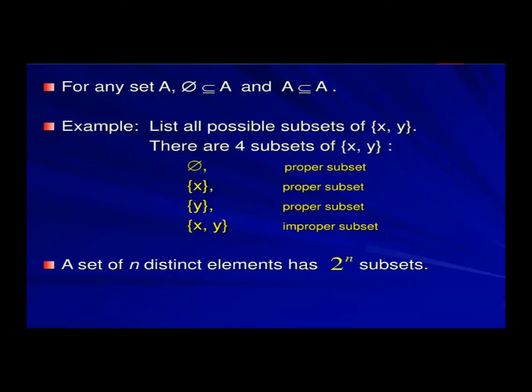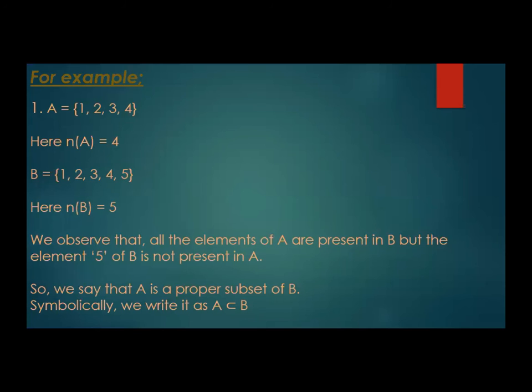So X is a proper subset as well, Y is a proper subset as well, and {X, Y} is the improper subset. Why is {X, Y} the improper subset? Because a set of n distinct elements has 2 to the power n subsets, and this set is the same as the original set.